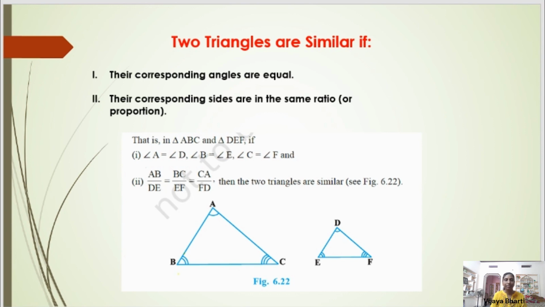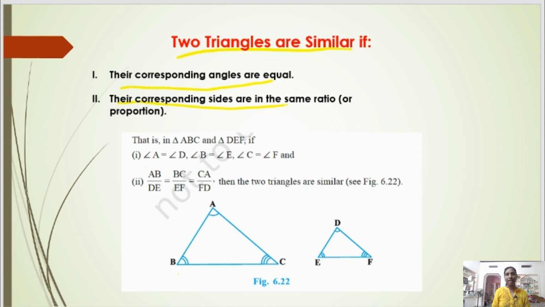So today we have a new topic related to similar triangles. But before that we need to revise a little bit. What is that? It is related to the similar triangles. Two triangles are similar if their corresponding angles are equal and their corresponding sides are in the same ratio. What is the meaning of these two sentences?